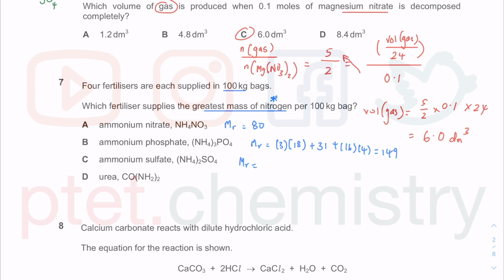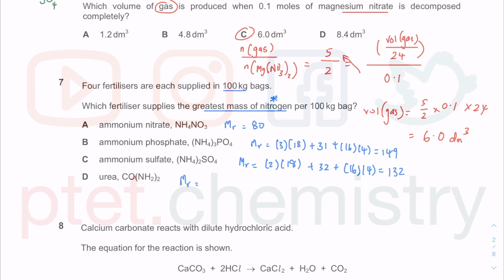As for this, here you have 3 of the NH4 plus, so 3 times 18. Here you have 2 of the NH4 plus, so 2 times 18, plus 32 times 1, plus 16 times 4 for the SO4 2 minus. So 2 times 18, plus 32, plus 16 times 4. Then I get 132.